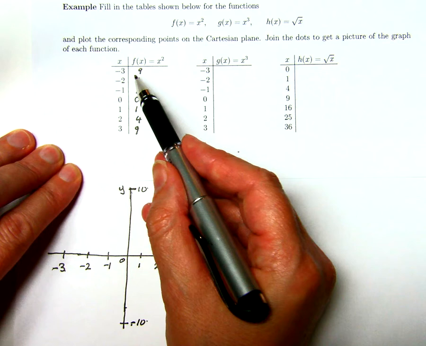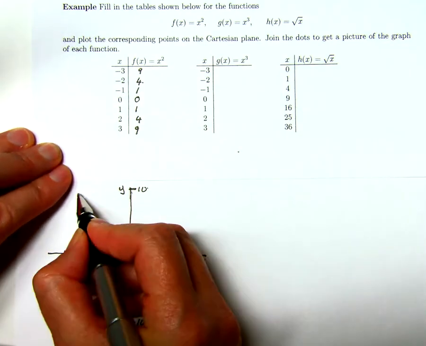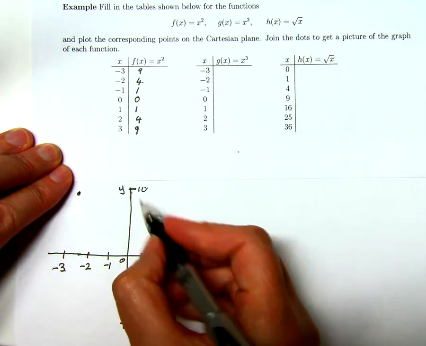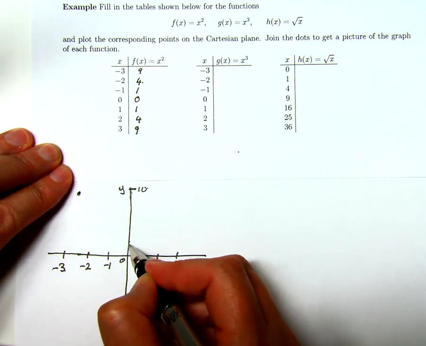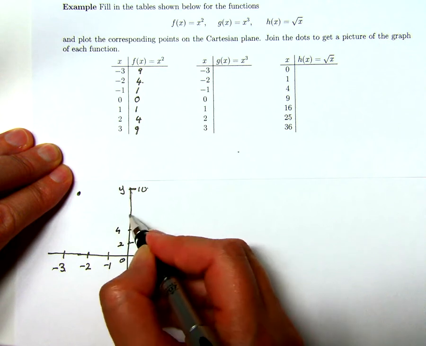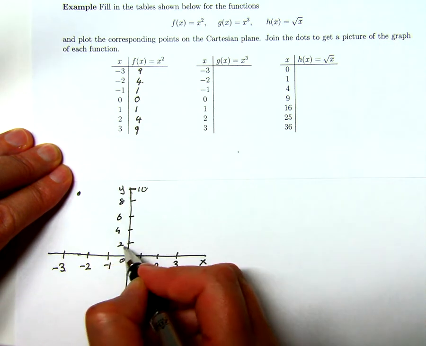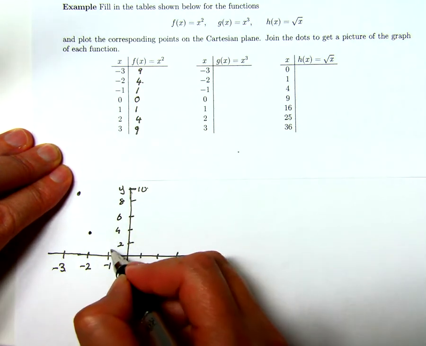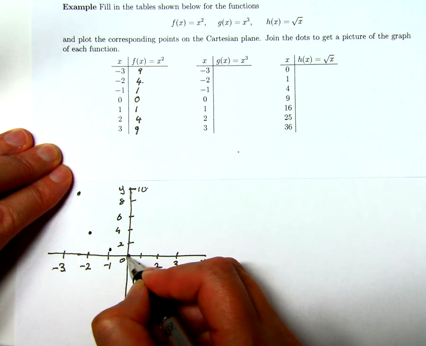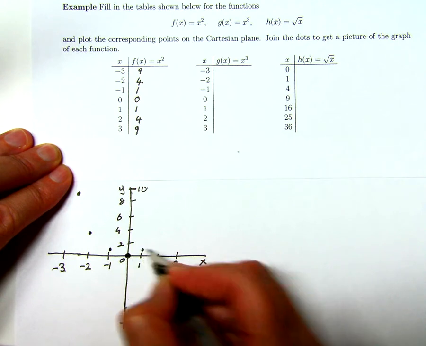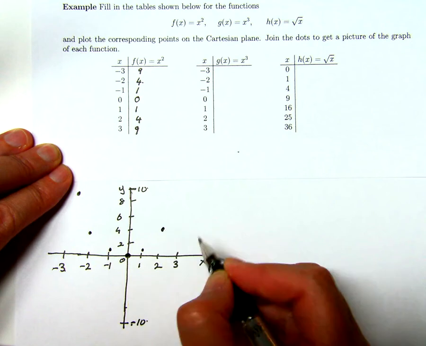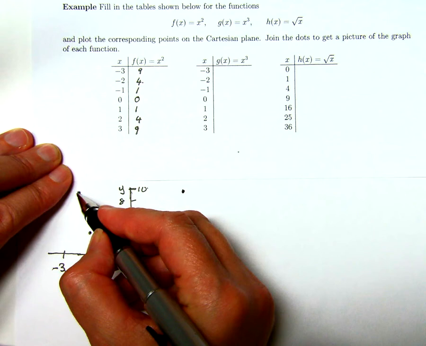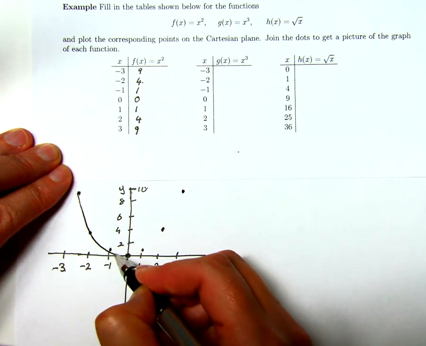So we have the point negative 3, 9 is on the graph, and that's about here. Negative 2, 4, well, let me mark this off in 2s: 2, 4, 6, 8, 10. So we have negative 2, 4 is about here. Negative 1, 1 is about here. 0, 0 is here. 1, 1, 2, 4, and 3, 9. And we get this nice bowl-shaped graph for x squared.